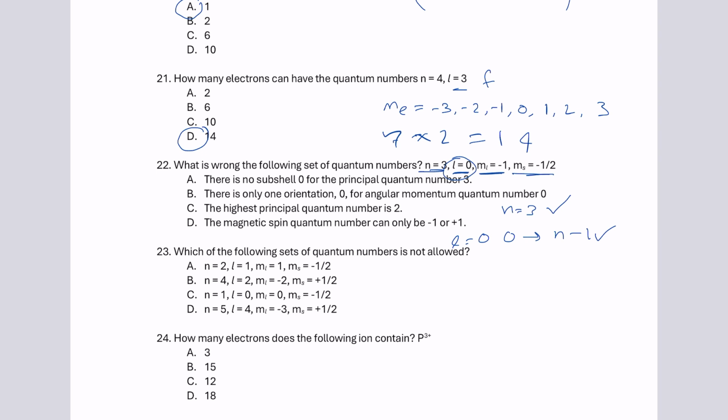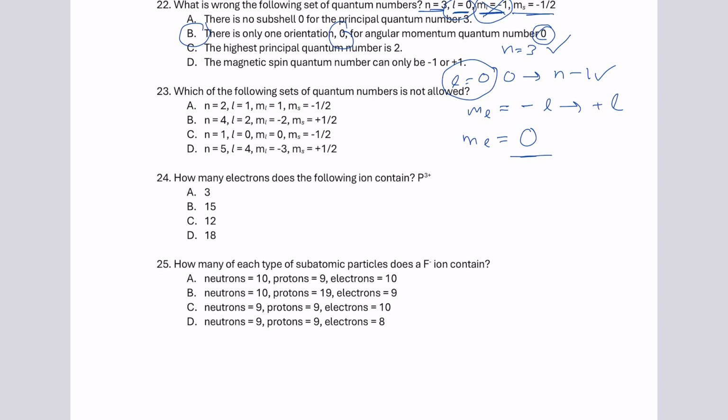Then, based off of the l value, ml can take on any number between negative l to positive l. Since l here is equal to 0, ml can only be equal to 0. But in this set of quantum numbers, ml is negative 1. That is incorrect. So we're looking for an answer choice that signals that the ml value is incorrect, and that's going to be answer choice B. There is only one orientation, 0, for the angular momentum quantum number l equals 0.